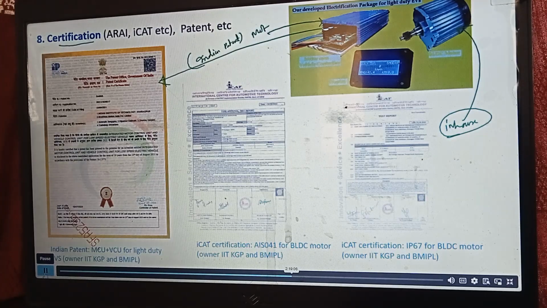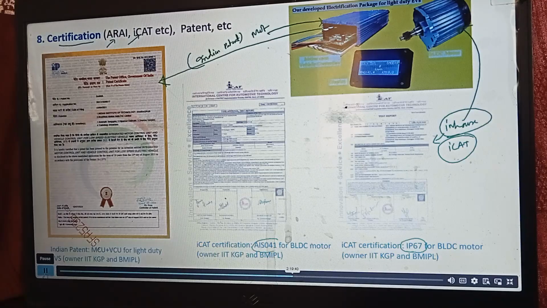And then eventually we took it to ICAT. So this was certified by ICAT. In India, for an automotive product, whatever you design, you can approach ARAI or ICAT for their certification, right? So this particular motor that we had designed got two certifications. One is for IP67. As I told, IP67 is basically ingress protection from water and dust. So up to what it can withstand and perform satisfactorily, that certification.